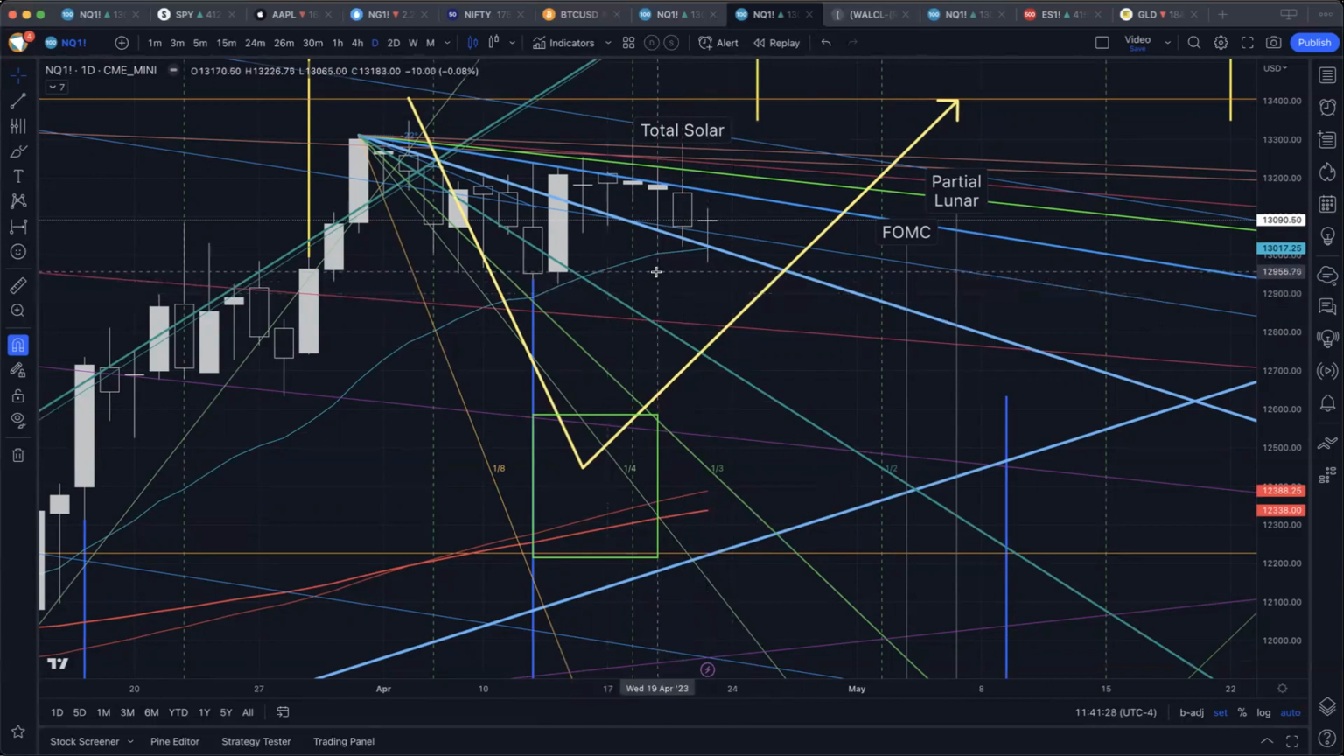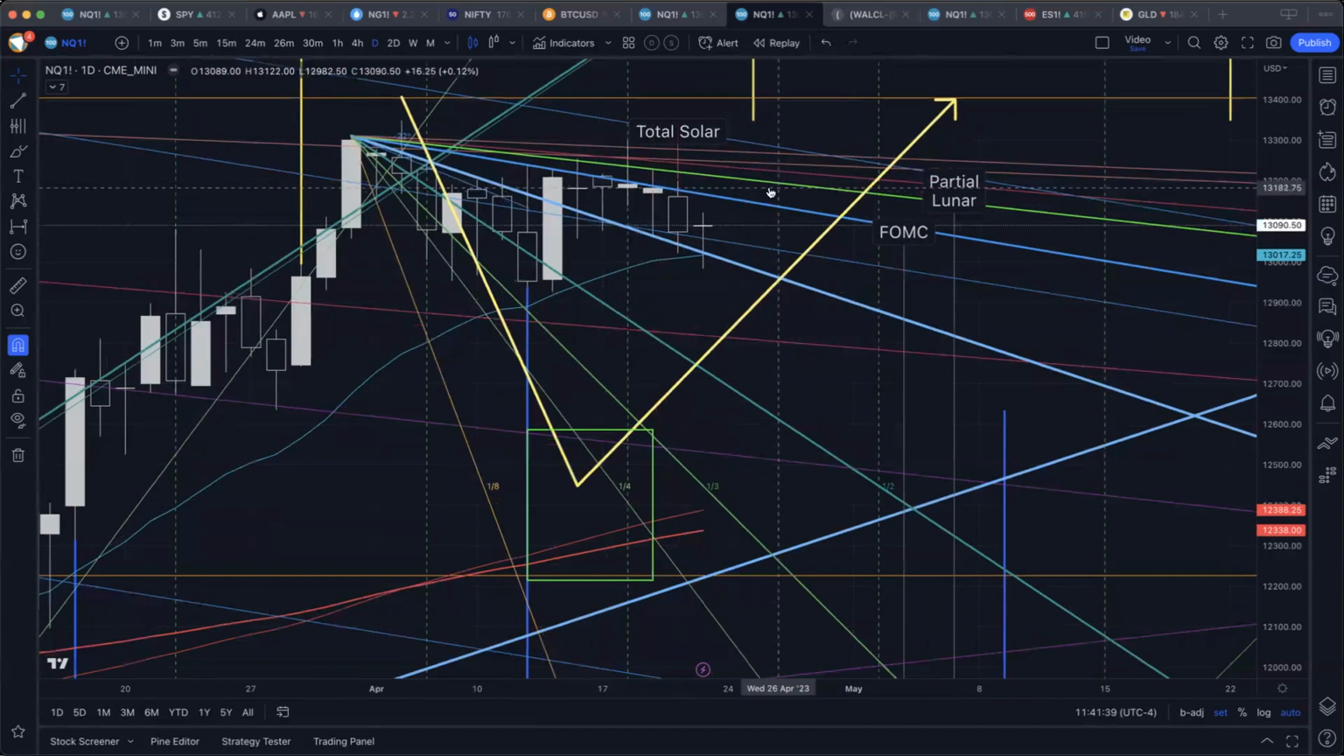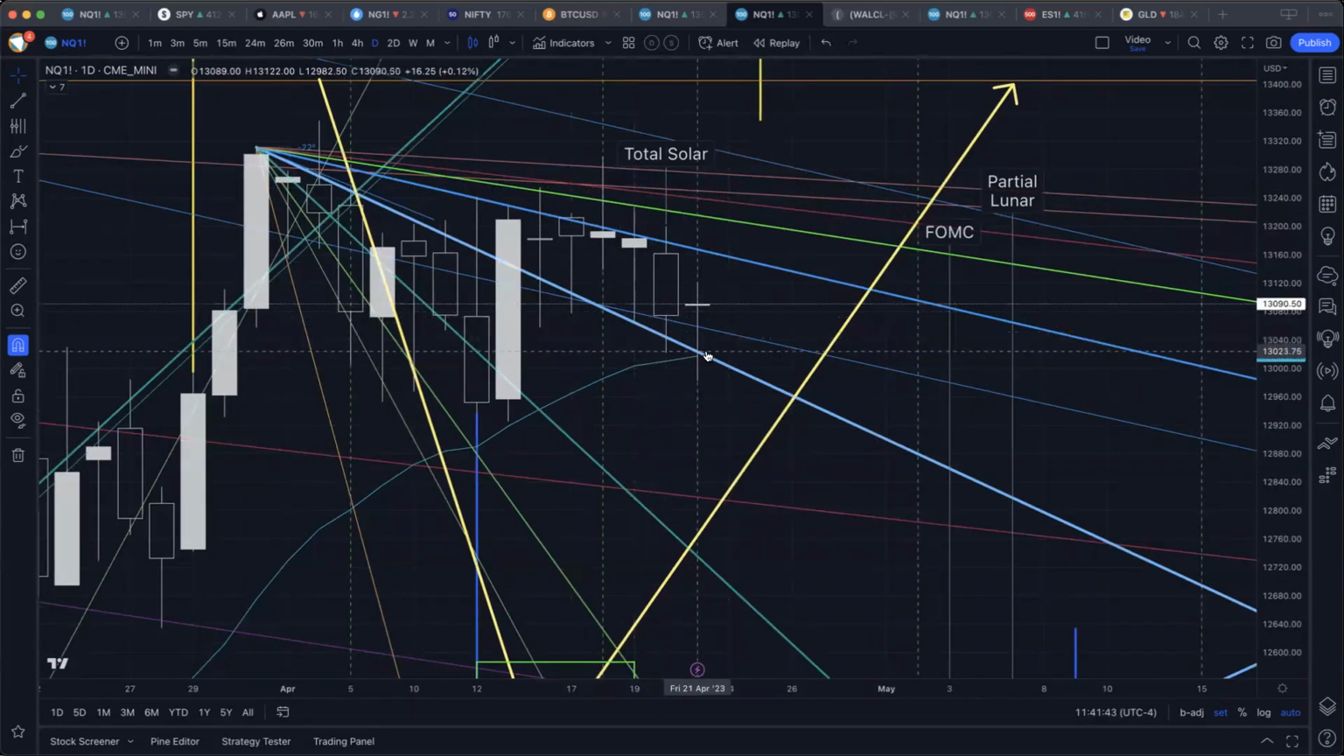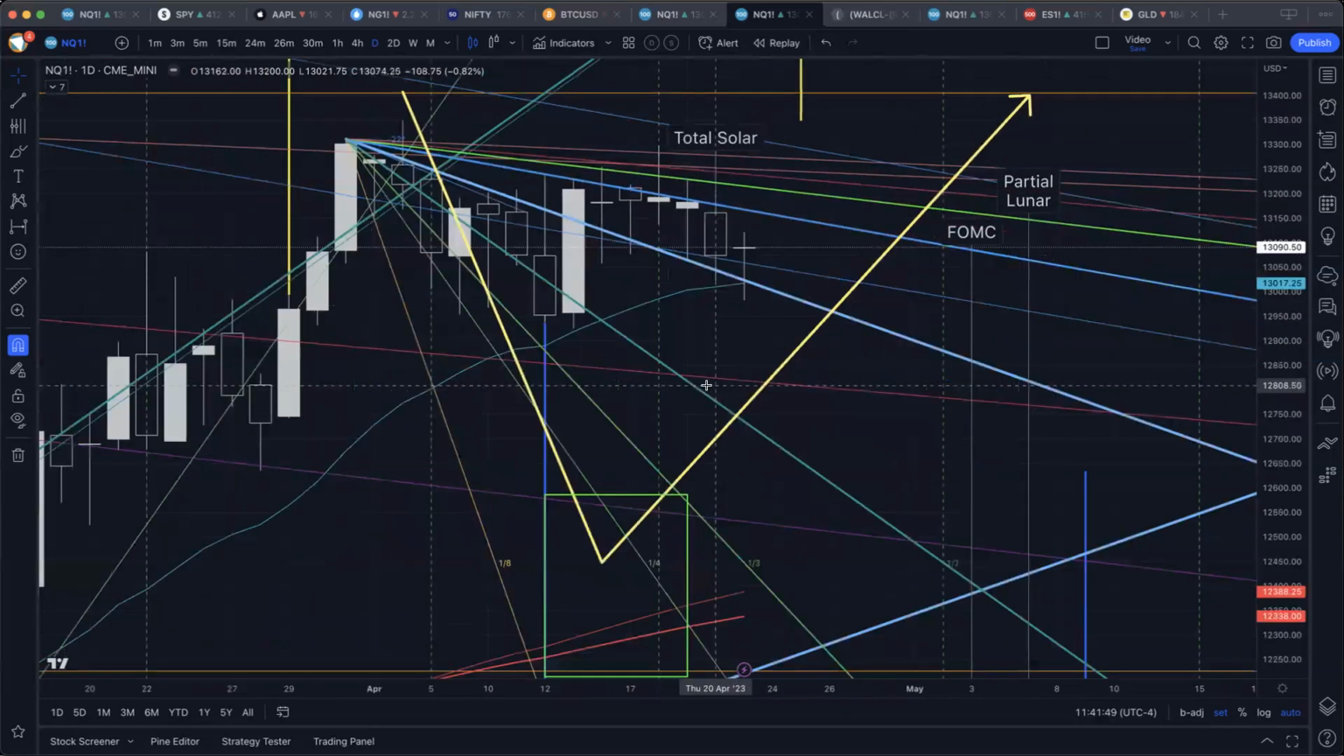I'd give myself maybe a C on this one. The direction was kind of like a slow grind down. Obviously, I was calling for more of a move up, and that didn't happen. However, we did not lose any of the key Gann fans here. We wicked below them, which provided some very nice intraday trading opportunities if you're into that thing.